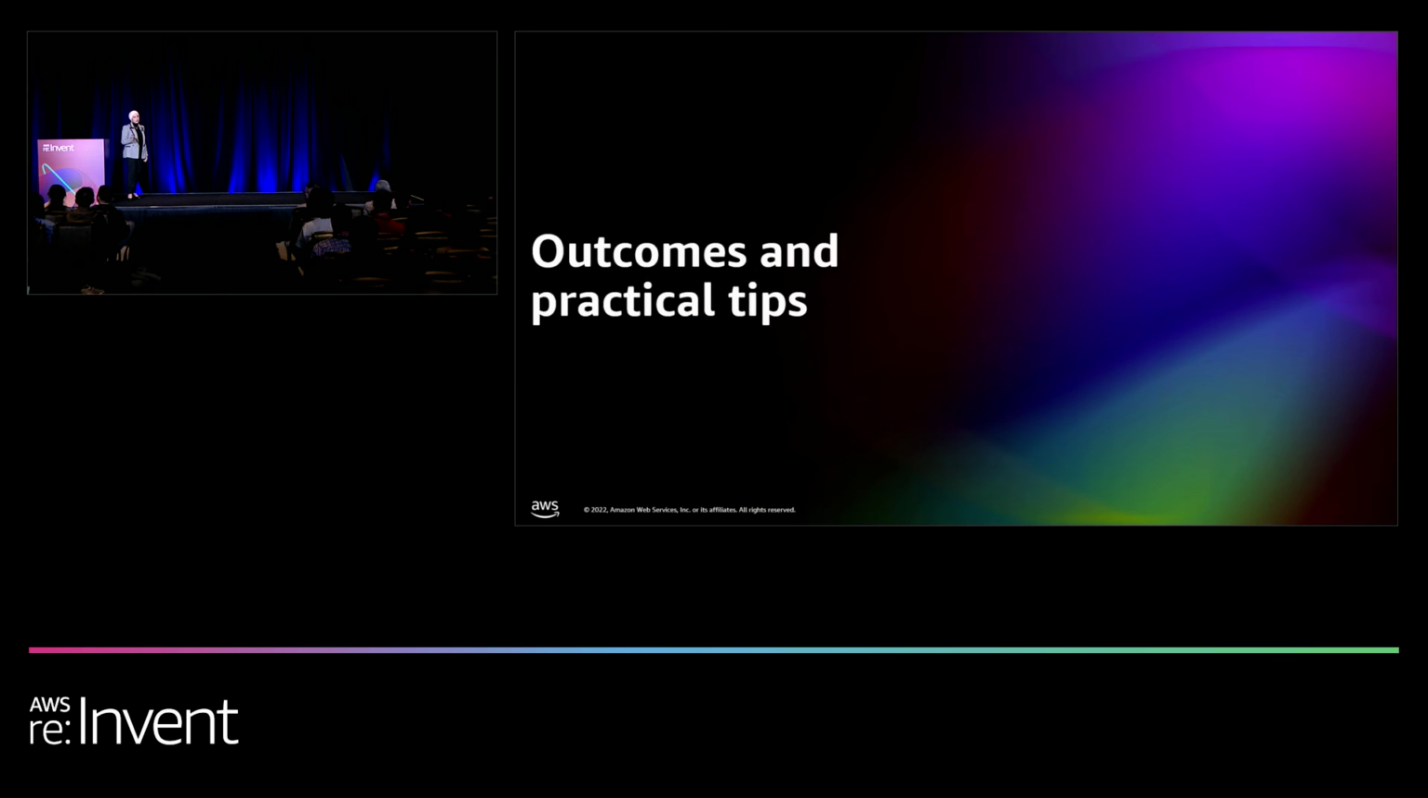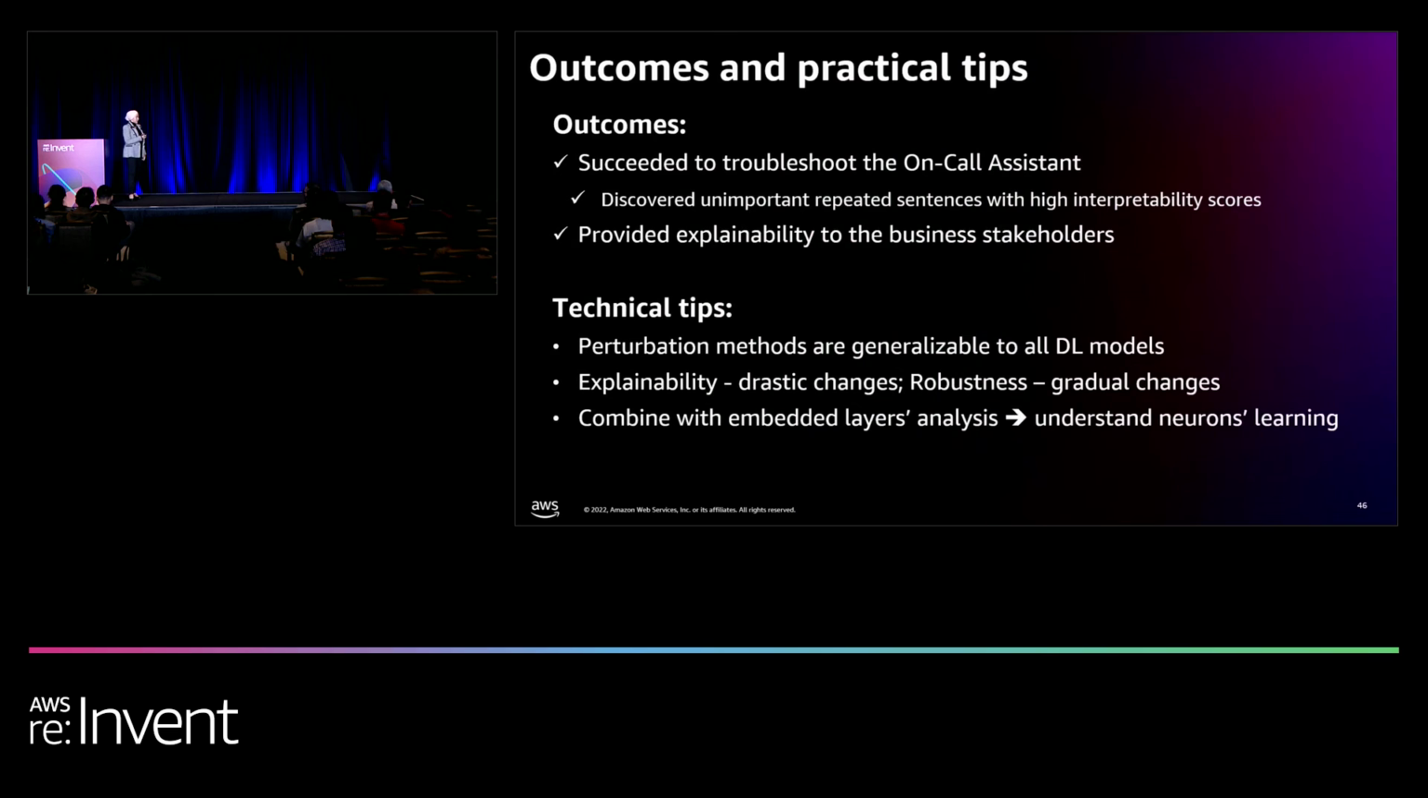Now, let's rapidly talk about the outcomes and practical tips we get from this. So, thanks to this perturbation model, we succeeded troubleshooting the model where it was not relying on the right information. I gave you an example of discovering unimportant sentences which were counted as being important by the algorithm in order to define the nearest neighbors. We also could provide some explainability to our business stakeholders on the results they are getting and the solutions they are getting in order to understand if the core problem was tackled in providing the recommendations.